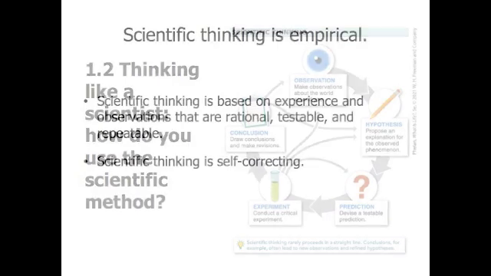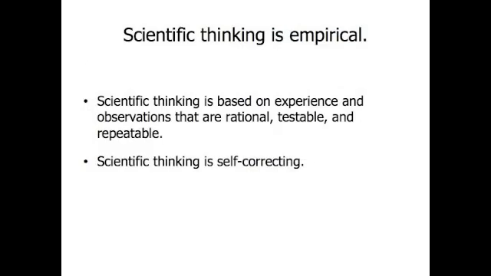Moving on, a key characteristic of scientific thinking is that it is empirical. Empirical knowledge is based on experience and observations that are rational, testable, and repeatable. Another important aspect of scientific thinking is that it is self-correcting. As we continue to make new observations, we might find that we need to reject or alter a hypothesis about how the world works. This may be the most important feature of scientific thinking. It tells us when we should change our minds.